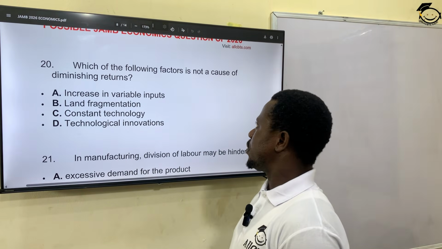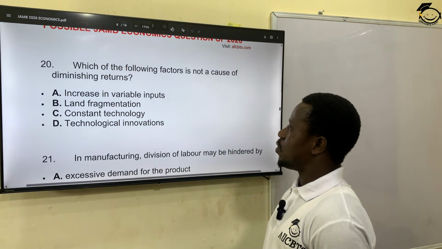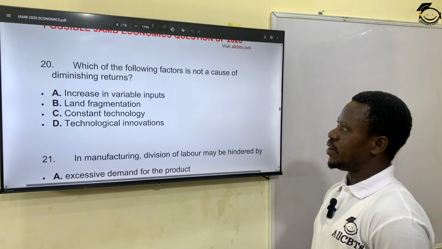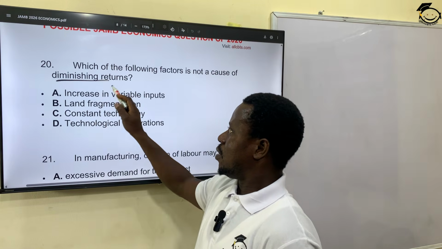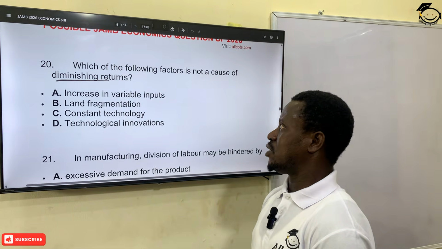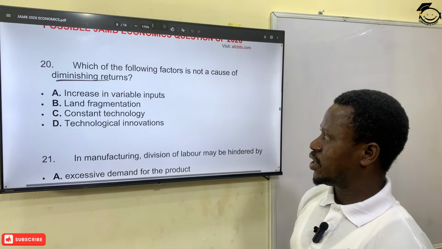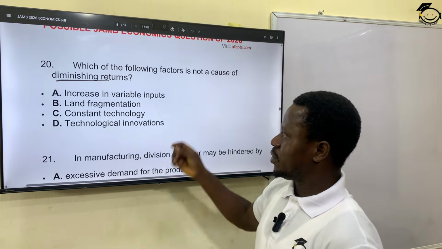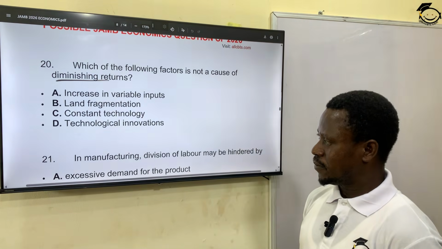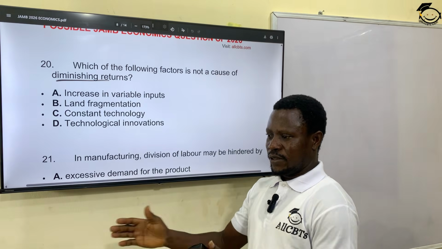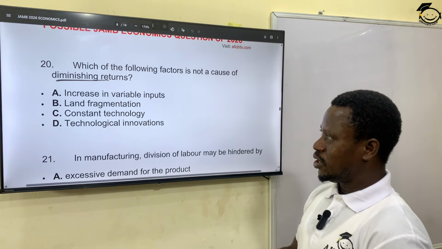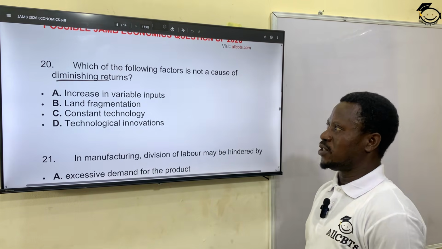Which of the following factors is not a cause of diminishing returns? Remember, diminishing returns means as more and more variable input is added to a particular fixed factor of production, of course, we expect that there will be a setting in of diminishing returns. So which one is not affected by diminishing returns? Increase in variables, as you're adding more and more, of course, we expect diminishing returns on the fixed factor. Land fragmentation, that is when land is divided into different fragments. Use one for maize, the other one for this, the other one for what have you. The more you do that, the more the nutrient is going away.